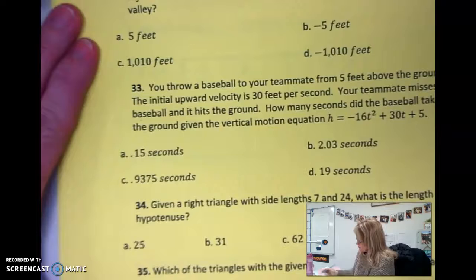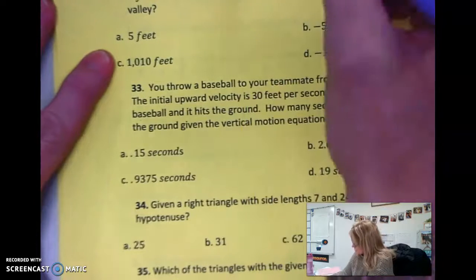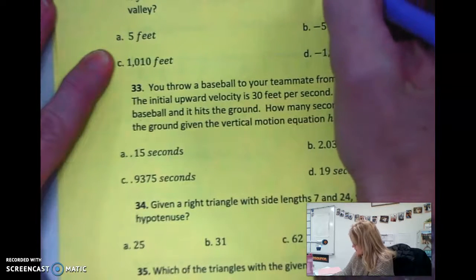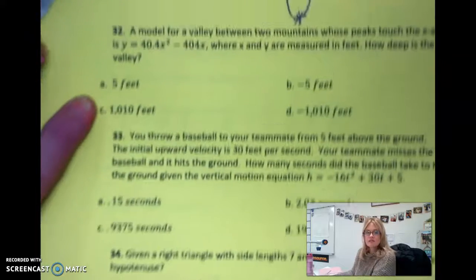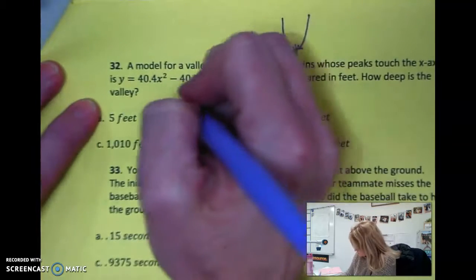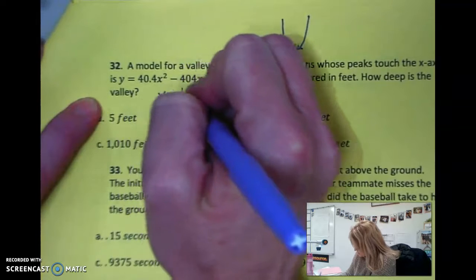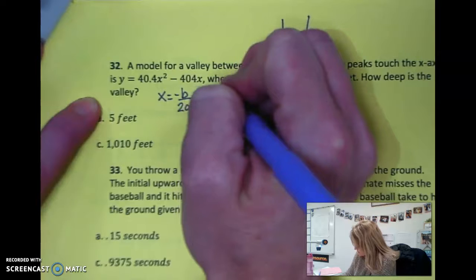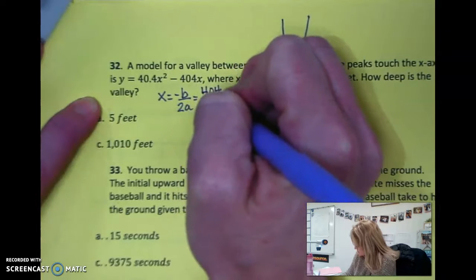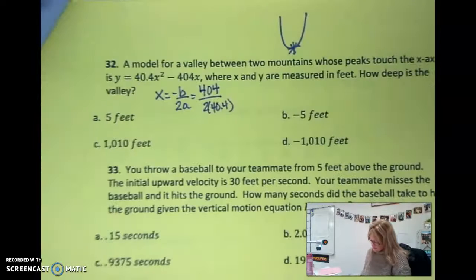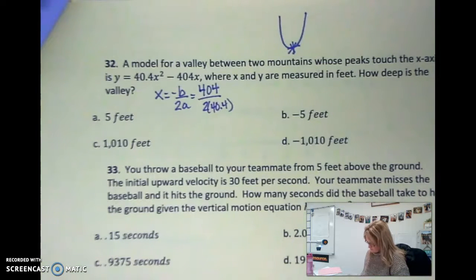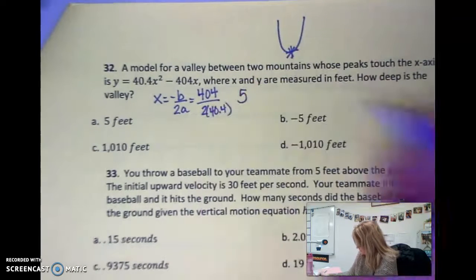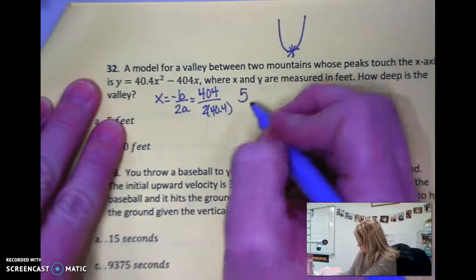Alright, if we're trying to find how deep something is, that's finding the vertex. So we're trying to find the vertex of this figure. The vertex, remember, is found by taking negative b over 2a. So negative negative 40 is a positive 40, over 2 times 4.0. And when we do that, we get 5. Now, that is telling me my x value.